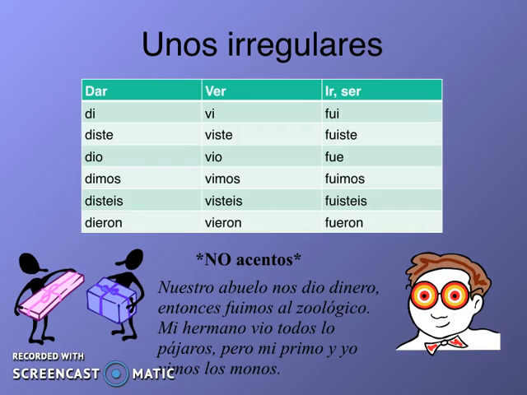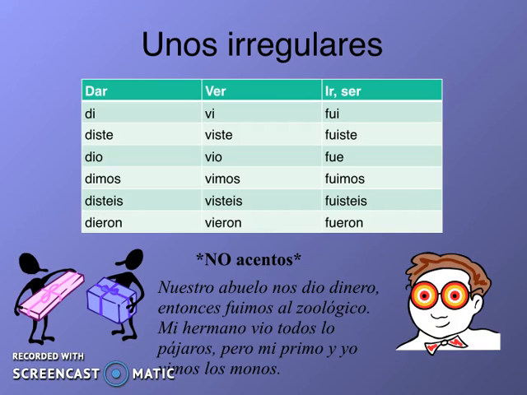Some other irregulars, common ones, you may recognize these: dar, ver, and ir, which is also the same as ser. And these are all short little verbs. They don't carry accents. Dar, to give: di, diste, dio, dimos, disteis, dieron, and ver is almost the same. So dar and ver act the same in the preterite. And then ir and ser are the same.